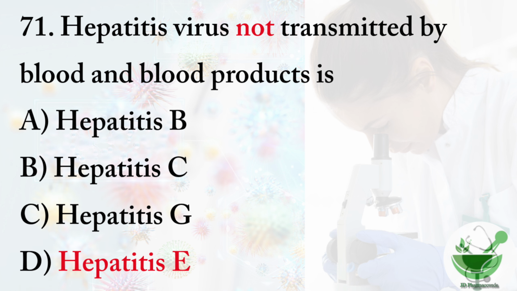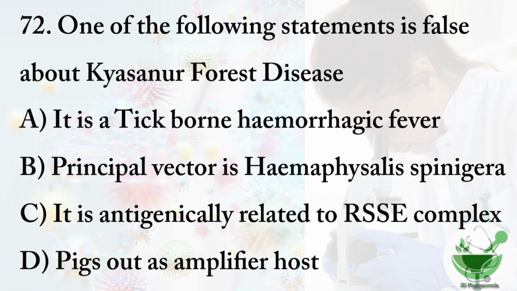Then question number 72, one of the following statements is false about Kyasanur forest disease. The options are option A, it is a tick-borne hemorrhagic fever, option B, principal vector is Haemaphysalis spinigera, option C, it is antigenically related to RSSE complex, option D, pigs act as amplifier host. So the right option is option D, pigs act as amplifier host.